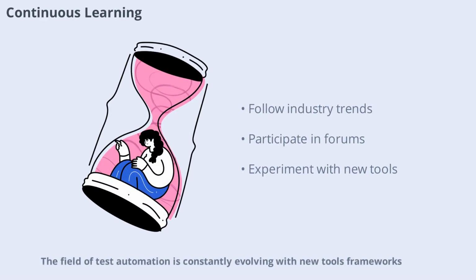The field of test automation is constantly evolving, with new tools, frameworks, and best practices emerging regularly. Stay updated by following industry blogs, participating in forums, and experimenting with new technologies. Continuous learning ensures that your skills remain relevant and your automation strategy stays effective.